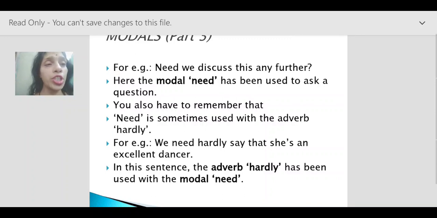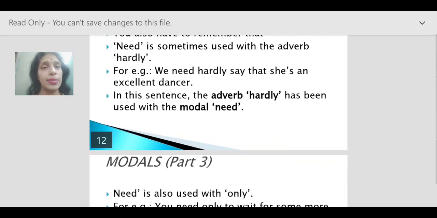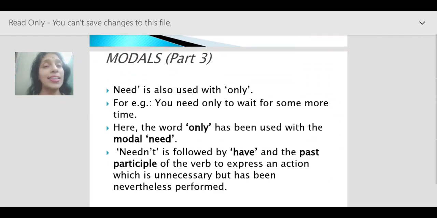You also have to remember that need is sometimes used with the adverb hardly. For example, we need hardly say that she is an excellent dancer. In this sentence, the adverb hardly has been used with the modal need. Need is also used with only. For example, you need only to wait for some more time. Here, the word only has been used with the modal need.